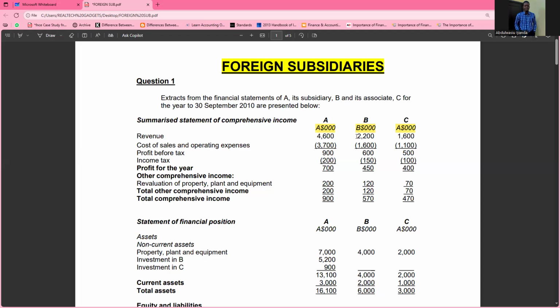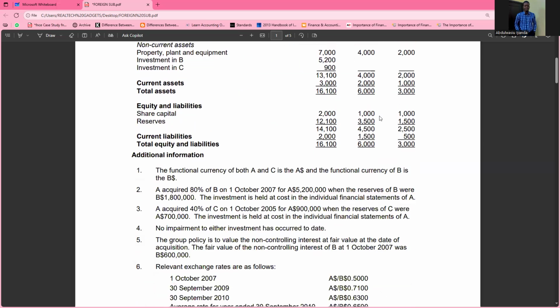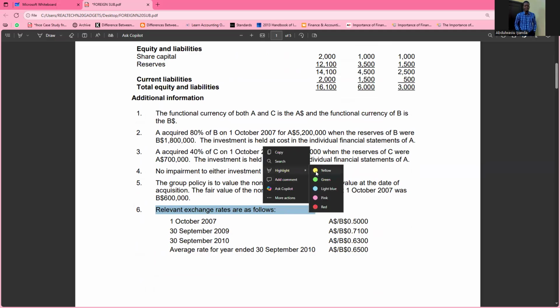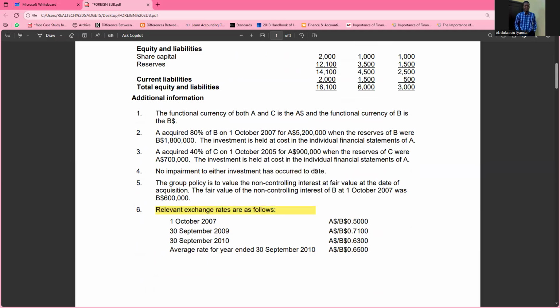So if you want to do this translation of the subsidiary to the parent, there are two things that you're going to do, basically: either you multiply or you divide. I'm not going to give you a standing rule on this, but one thing I will advise you is to look at it very well. They say the relevant exchange rate is as follows, as at this particular date.